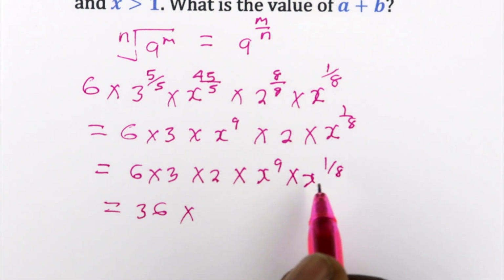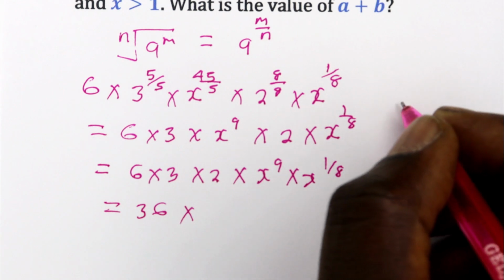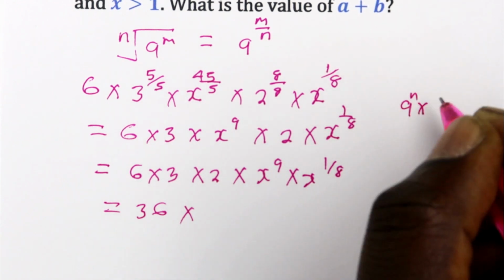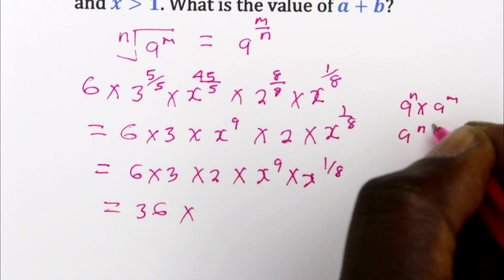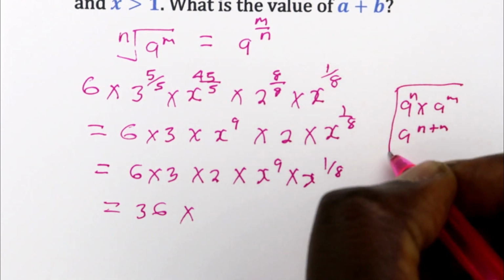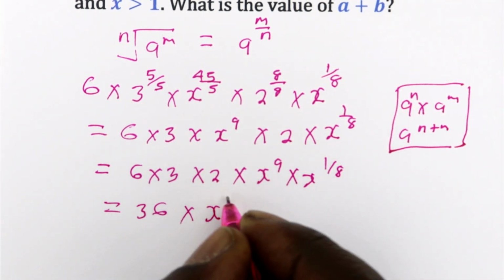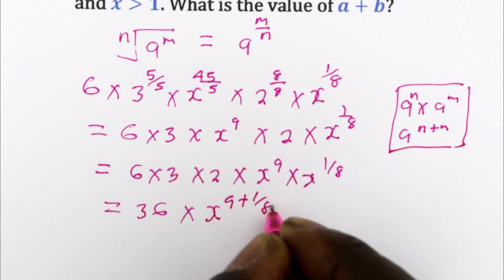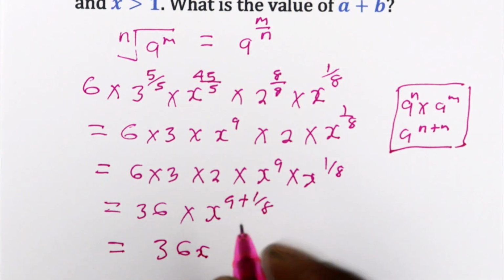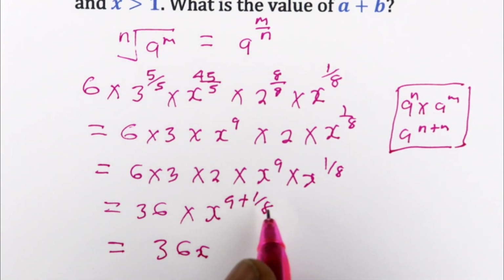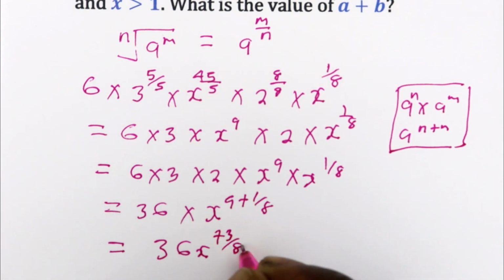And then because the bases are the same, we can apply the laws of indices, which says that if you multiply two numbers with the same base and different powers, you just add the powers. So that is what we're going to use here. It means here we have x raised to power 9 plus 1 over 8. So this is just 36x. If you add these two, you're going to get that to be 73 over 8.